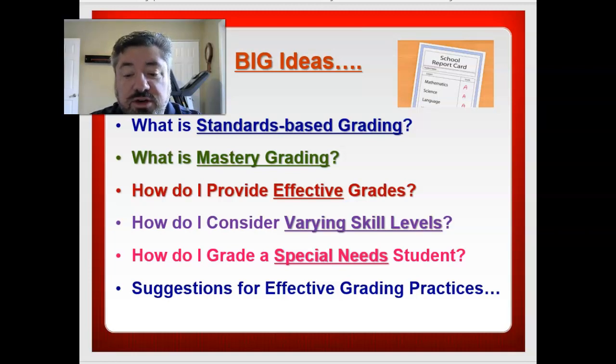How do you consider the challenge of grading people with varying skill levels, right? Does somebody that's already really good that comes in the class get an A, and somebody that has a lower baseline score for the grade and works really, really hard and improves, do they get an A or do they get a C because they're not as talented as the first individual if we're in a team sports unit especially? How do you assign a grade for a special needs student, especially one on an IEP or a 504 plan? And then I have some additional suggestions for effective grading practices in a physical education classroom.